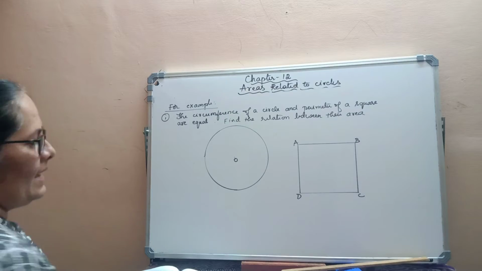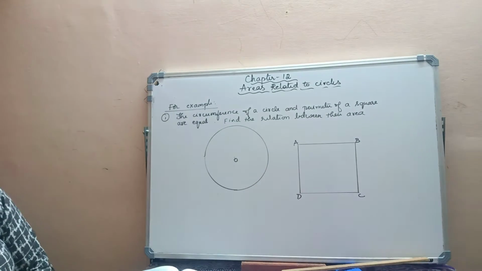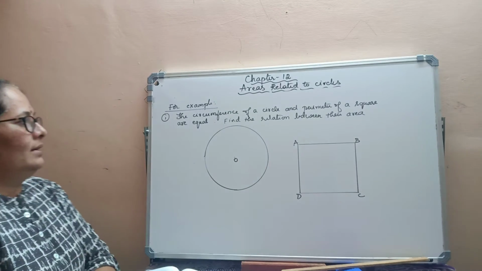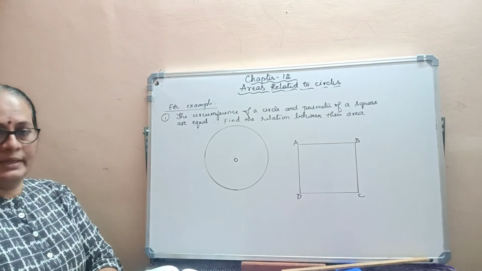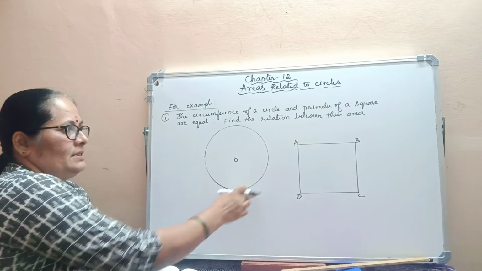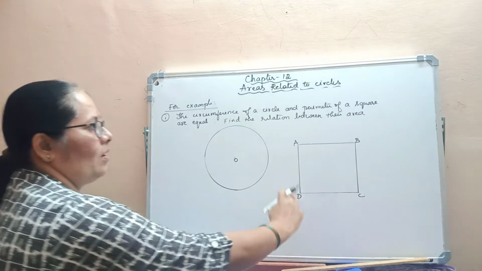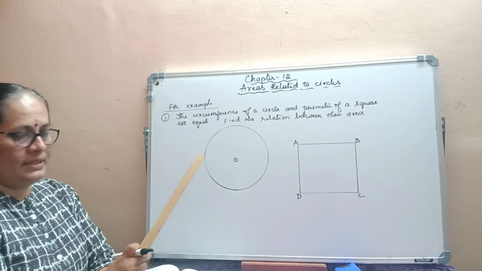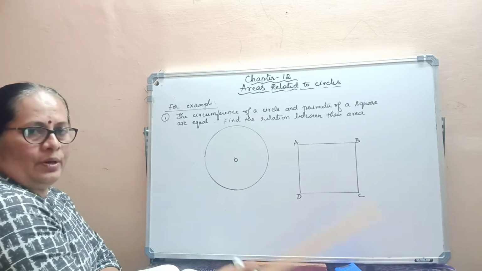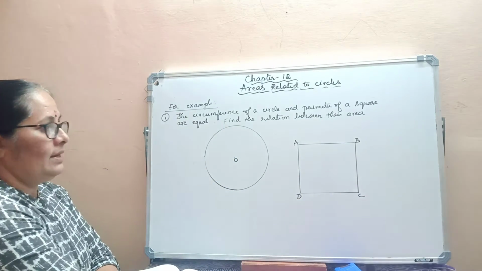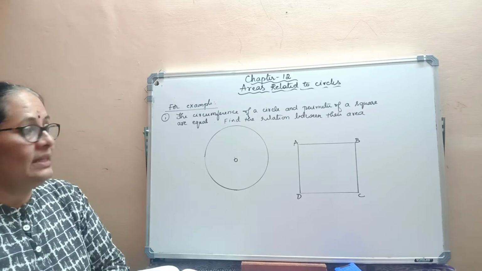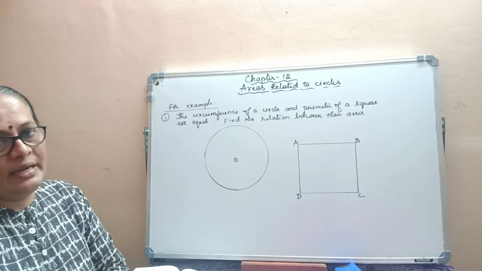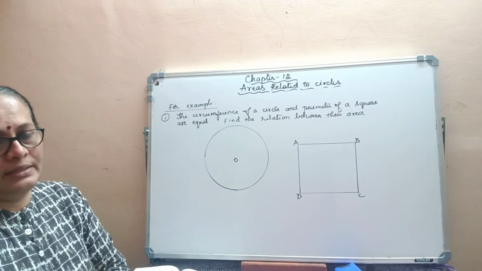Let us take one example to find the relation between areas of two figures. For example, the circumference of a circle and the perimeter of a square are equal. Find the relation between their areas. How can we find this?